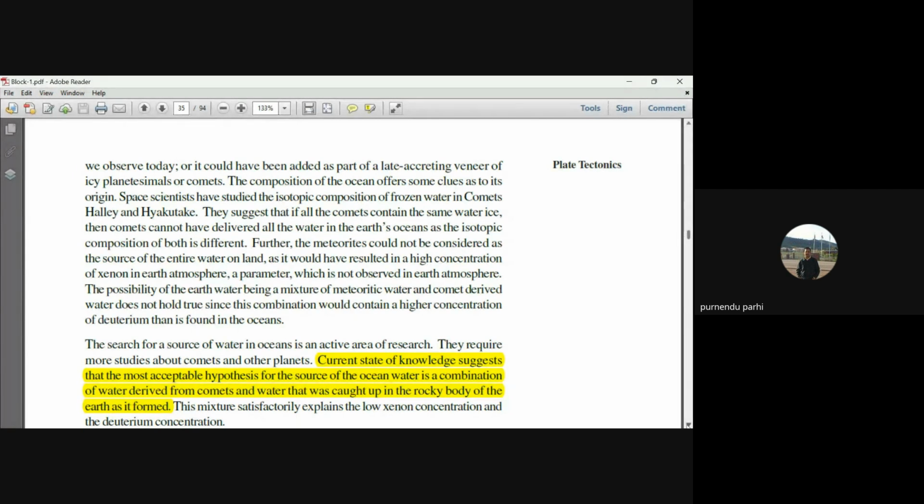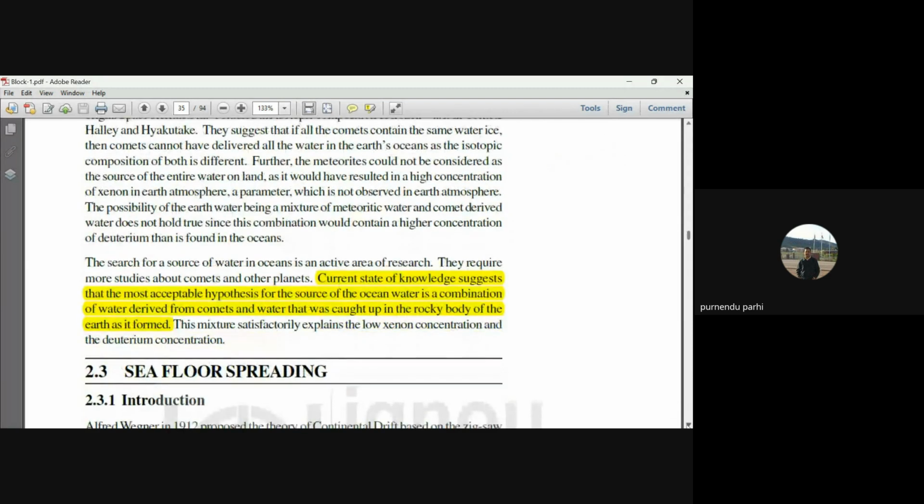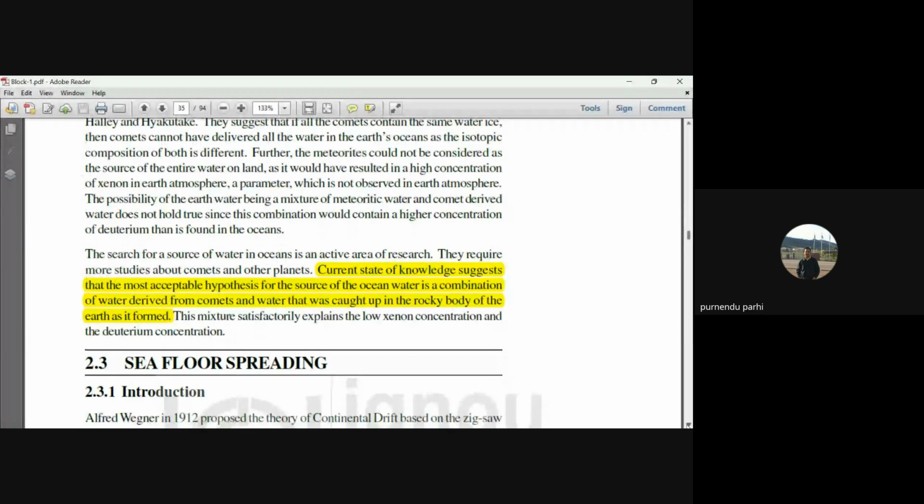The search of source of water in ocean is an active area of research. They require more studies about comets and other planets. Current state of knowledge suggests that the most acceptable hypothesis for the source of the ocean water is a combination of water derived from comets and water that was caught up in the rocky body of the earth as it formed. The mixture satisfactorily explains the low xenon concentration and the deuterium concentration.